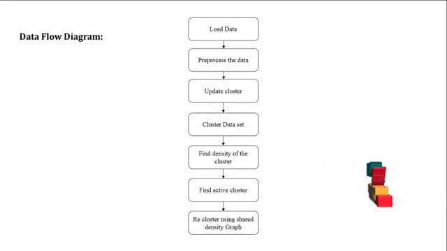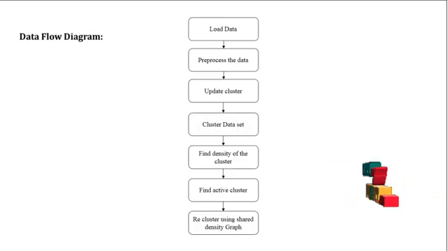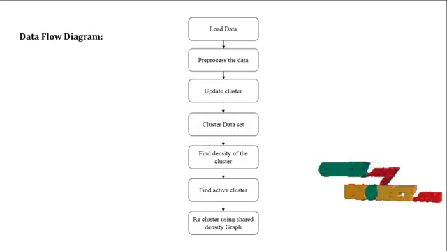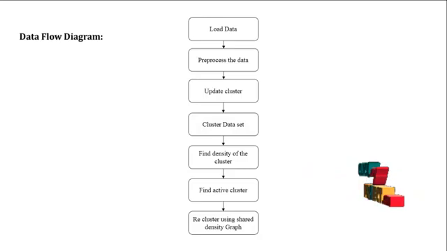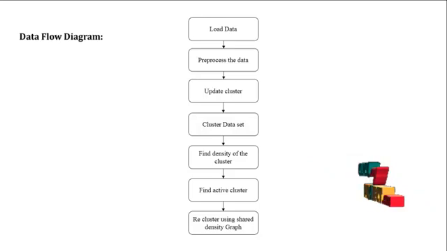When the dataset is loaded, we move on to clustering the dataset and find the density of the clusters. Find what densities are available in the cluster, and find the active clusters. Active clusters means the nearest cluster nodes in iterations, such as 3, 4 or 5, or anything.